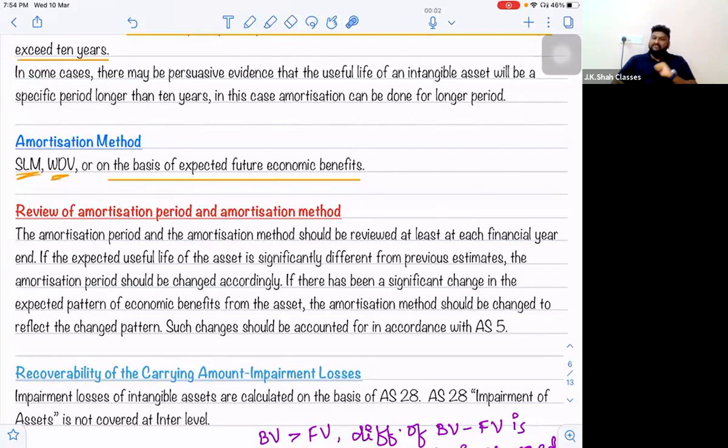You cannot wait for 5 years. So if there has been a significant change in the expected pattern of economic benefit from the asset, then the amortization method should also be changed to reflect the pattern. That is what I said.